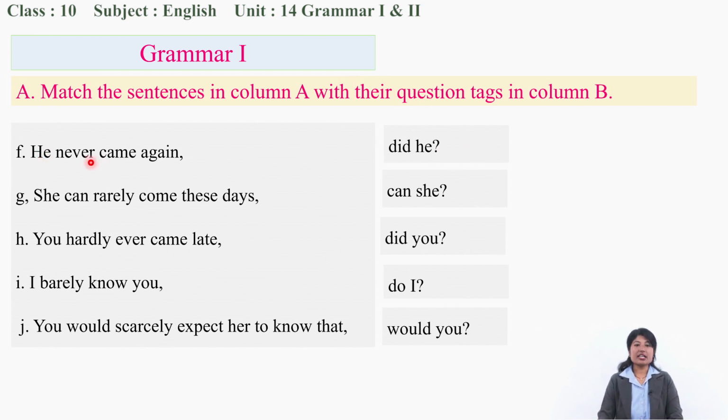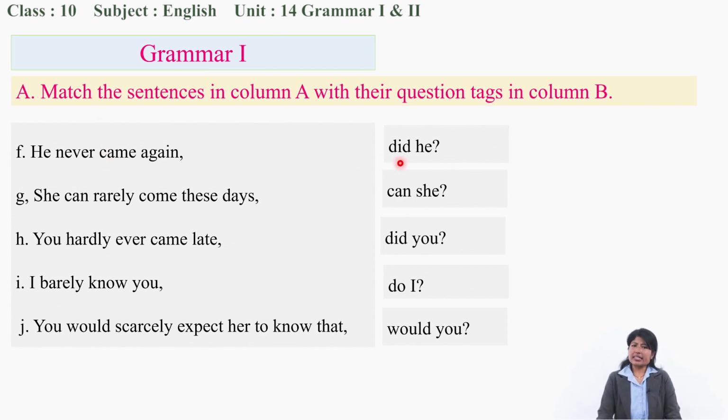Here in F, he never came again. Never itself made the statement negative, right? So here we add did he, a positive tag. G, can rarely come these days. So rarely also makes the statement negative. Similarly, the words hardly, barely, scarcely all express negative, right? So negative, that's why all these tags are affirmative, positive.